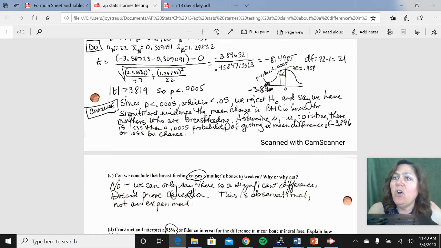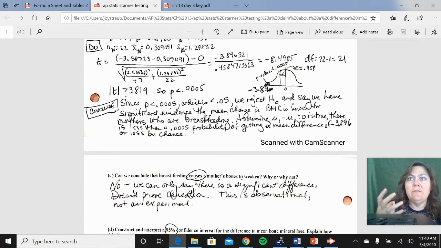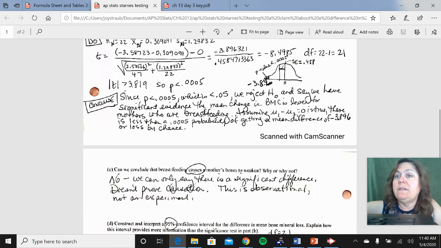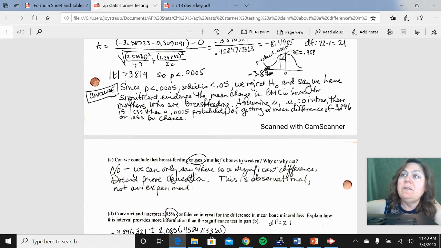Can we conclude that it causes it? Remember, this was not an experiment. This was an observational study. Again, this is probably a great question that they will use, and this is so much like what you could see, because it's comparing things from the past units. And that one thing is we can't say causation unless we have conducted an experiment. This was observational, okay? So we cannot say it causes it. We could only say that there is a difference and that we have strong evidence that there is a difference. But that doesn't mean it was the breastfeeding that caused it. We would then need to go run an experiment to check that.